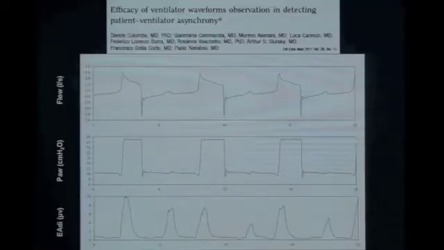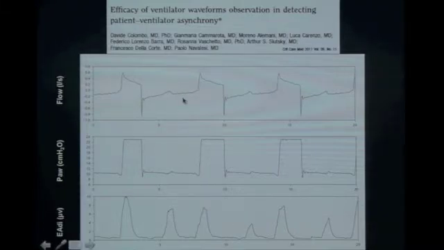So, you know, there are situations like this where most of you can say, no problem, I can see in the expiratory flow and in the airway pressure a clear sign of a wasted effort.